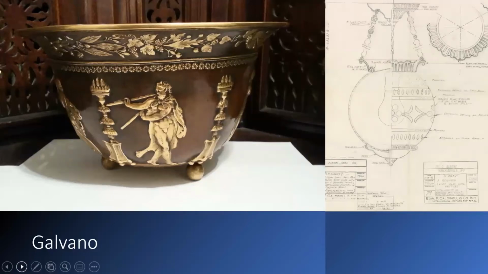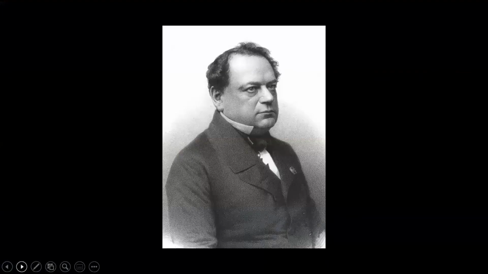So let's begin with Galvano, also called Galvanoplasty or electroforming. But today I will use the term Galvano because that's how Caldwell referred to this process. Invented in 1838 by, and I apologize for my pronunciations, but I'll do my best with some of these, Moritz von Jacobi in Russia.